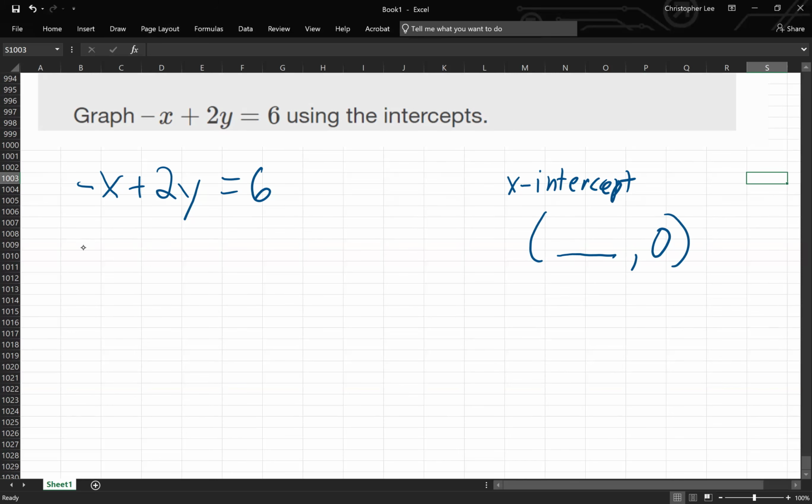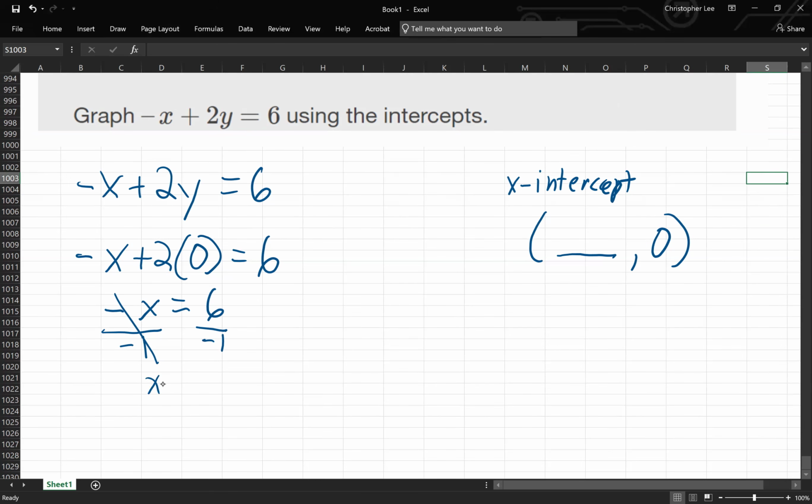Plug it into the equation. It's going to be what? Negative x plus 2 times 0 is equal to 6. Let's do the math out, right? 2 times 0 is, forgot what that is. What's that, like 0? So this becomes negative x is equal to 6, right? So now I want to get rid of that negative sign in front of the x, right? So I'm going to divide by -1. But you know what I do to one side of the equation, I got to do to the other side of the equation. So I'm going to divide by -1. So x is equal to 6 divided by -1, which is -6. This is my x-intercept, right? Now I want to find my y-intercept, right?